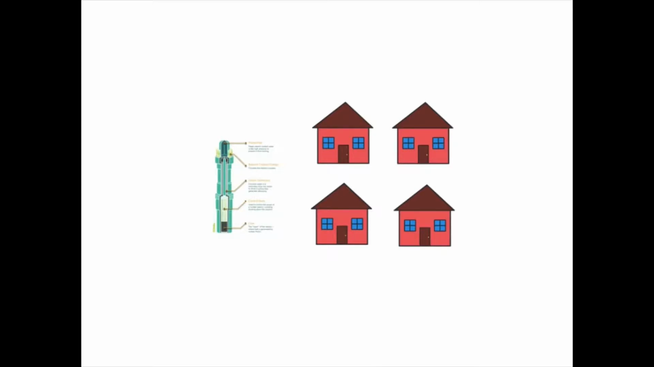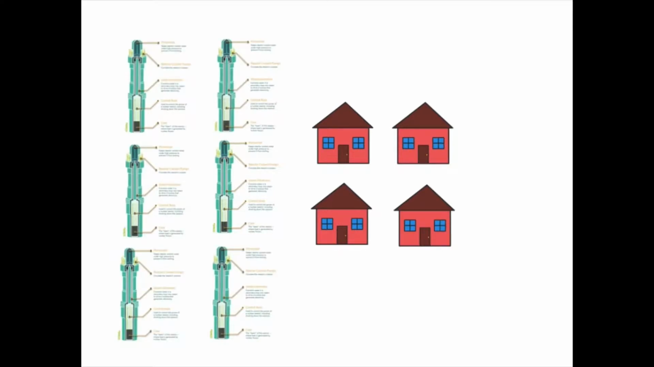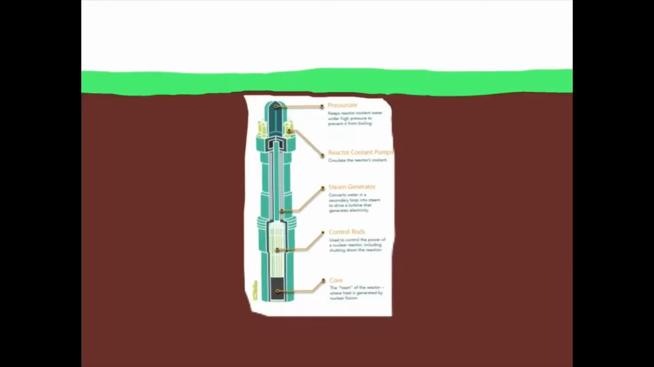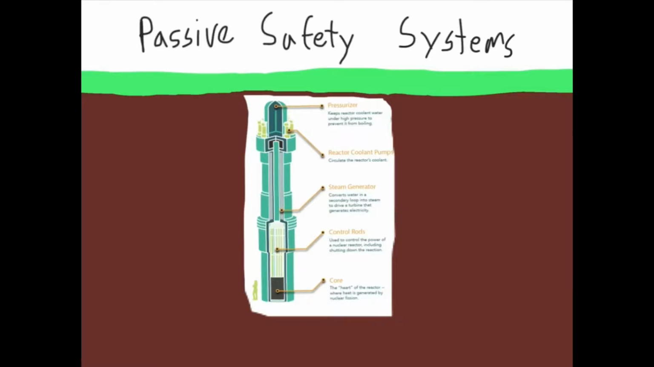Additionally, if more energy is needed in a particular area, you can simply build more small modular reactors at a smaller cost than it would take to have a large nuclear reactor with the same power output. Small modular reactors can also be built underground, allowing for increased protection from external events, and they have many passive safety systems that keep them running safely without human intervention for long periods of time.